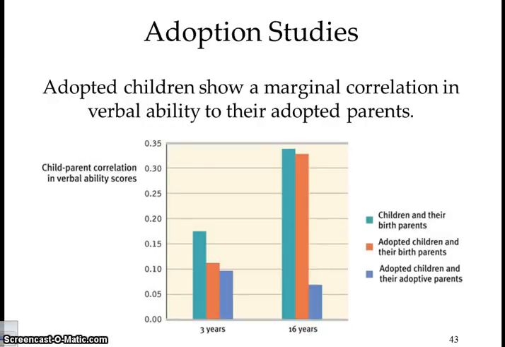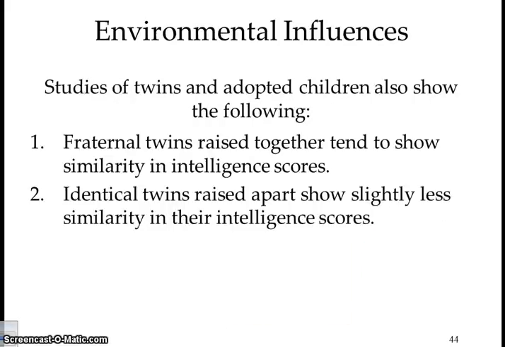So, adoption studies. When we looked at Chapter 3, Nature and Nurture, adopted children show a marginal correlation in verbal ability to their adopted parents. So that means they're more like their biological parent than they are their adopted parent.